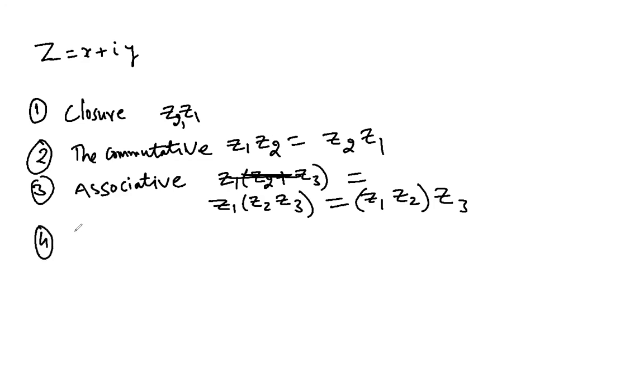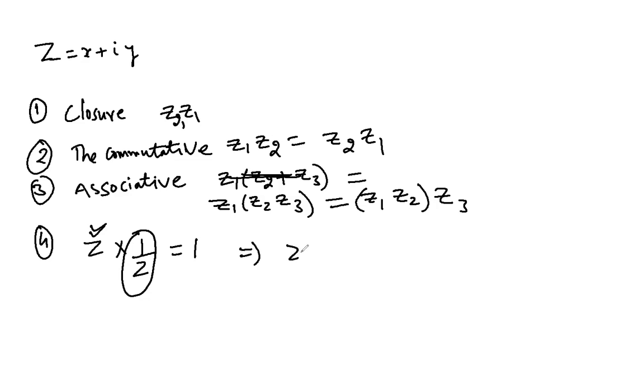Number four is the multiplicative identity. So you have one complex number z, let's say, and if you multiply the inverse of this complex number with it and you get one, then this quantity is called the multiplicative inverse of this complex number z. Okay, how to calculate it I will let you know, or we can discuss it here.